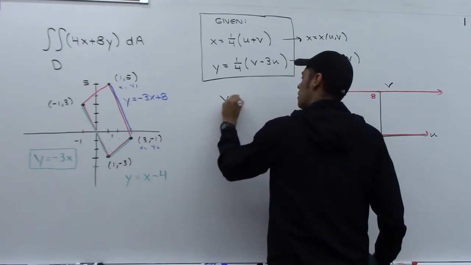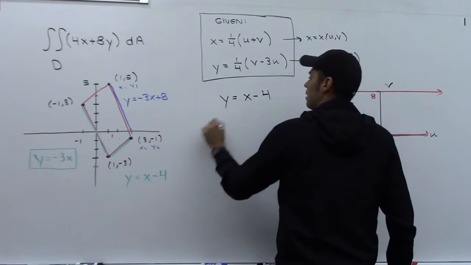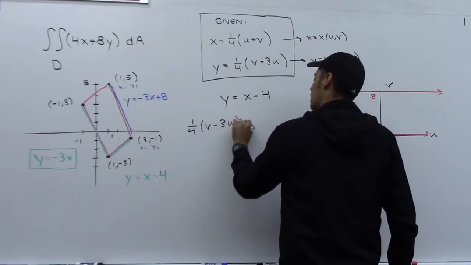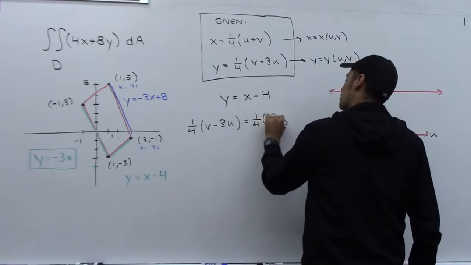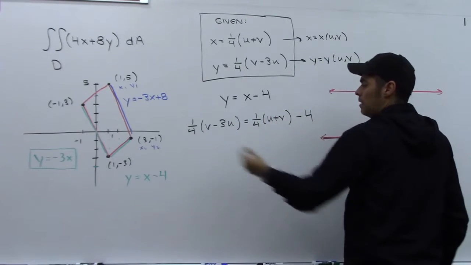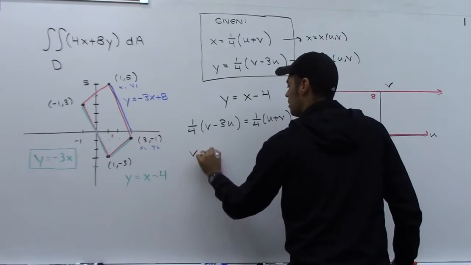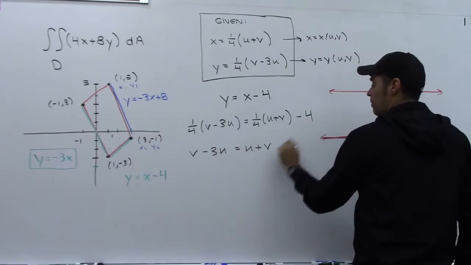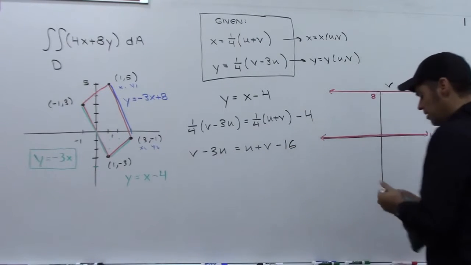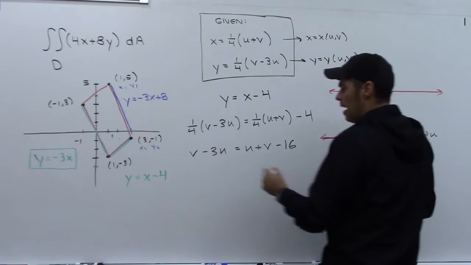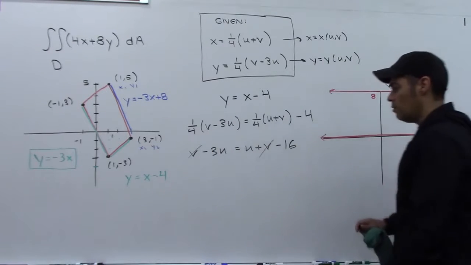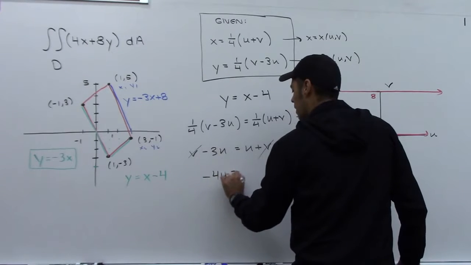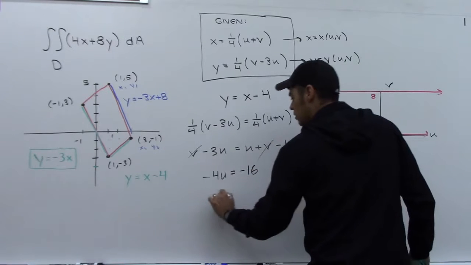So y equals x minus 4, and y is 1/4 v minus 3u equals x, which is 1/4 u plus v, then minus 4. Multiply everything by 4. v minus 3u equals u plus v, and I multiplied that by 4, minus 16. And this time, notice that if I subtract v on both sides, it goes away. And then I'll move this u over. I get negative 4u equals negative 16. So u must be 4.